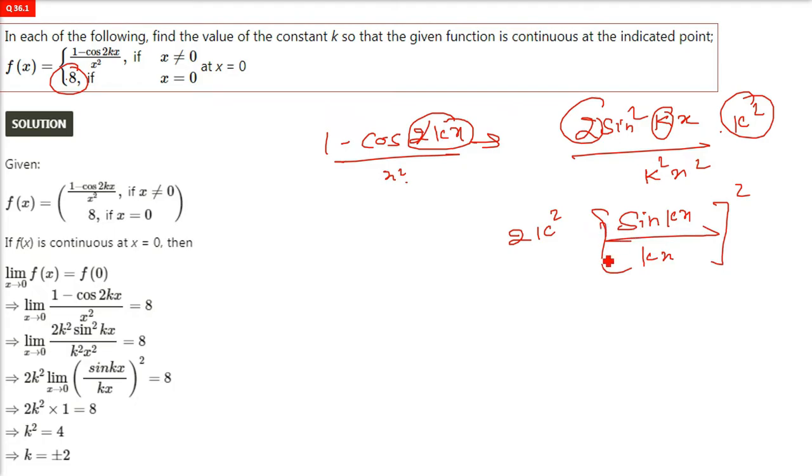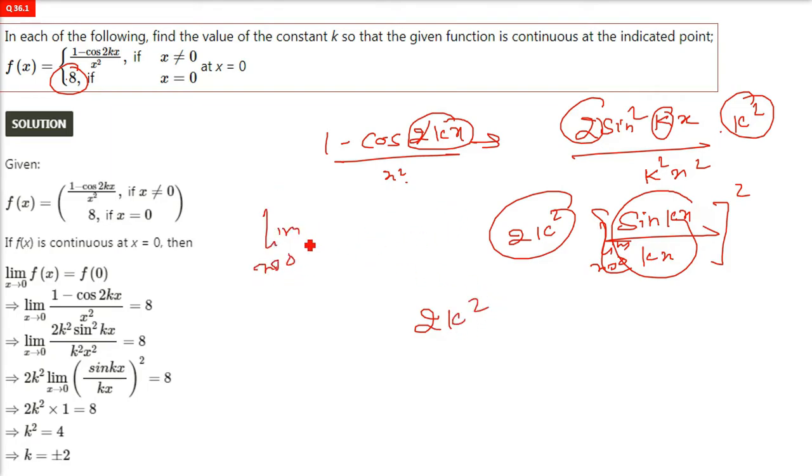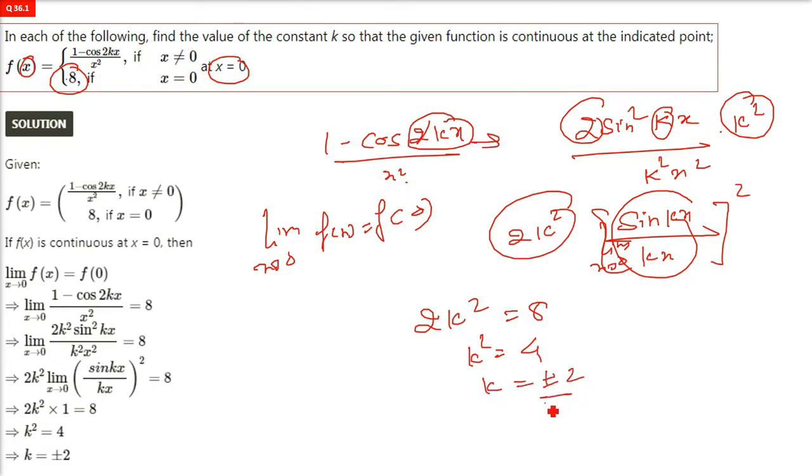So sin theta by theta, limit theta tends to 0, this is going to be 1. So what do you get? You have 2k square. And what is 2k square? It is given in the question that it is equal to 8. So limit x tends to 0, f(x) is equal to f(0), that is the value of the function at 0, which is 8 in this case. So 2k square is 8. k square is 8 by 2, which is 4. So k is plus minus 2. This is the answer.